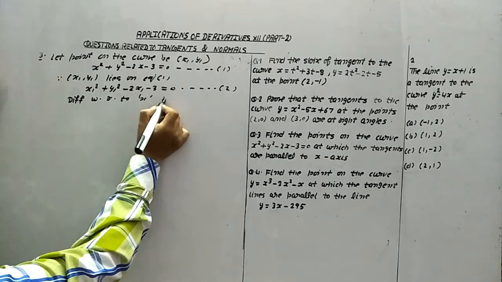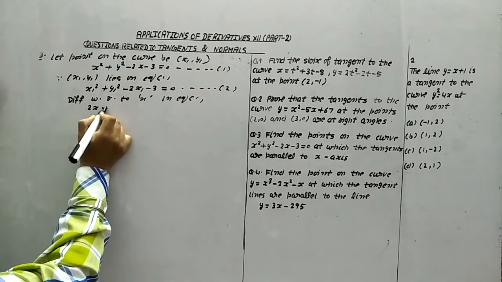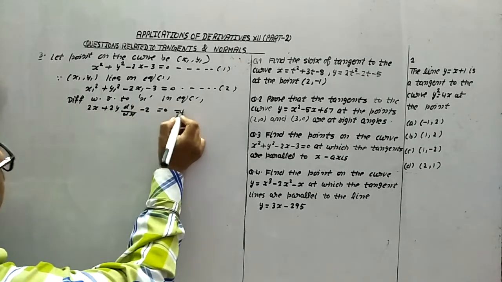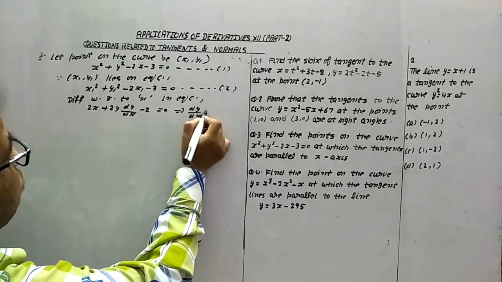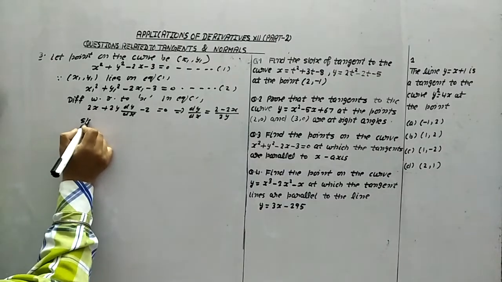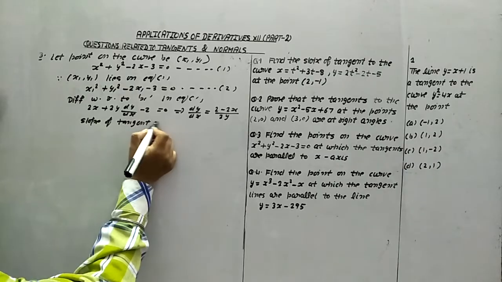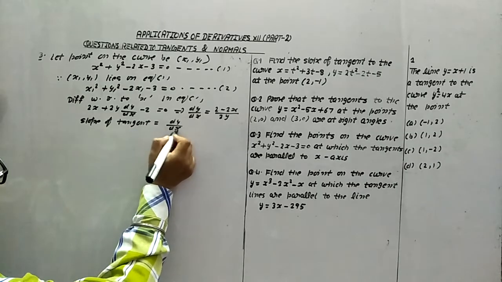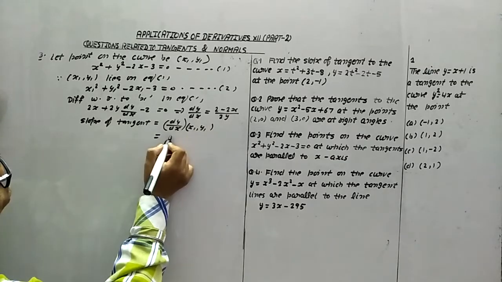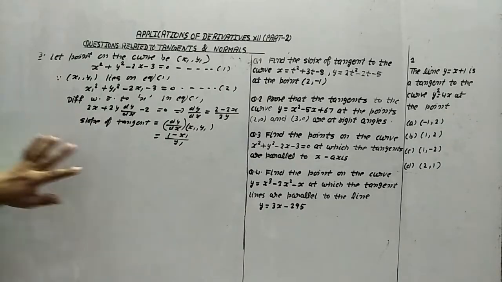So once you do the differentiation, 2x plus 2y dy by dx minus 2 is equal to 0. It implies that dy by dx is equal to (2 minus 2x) upon 2y. It means the slope of the tangent is equal to dy by dx at (x1, y1). Now this becomes (1 minus x1) upon y1. This is the slope of the tangent.